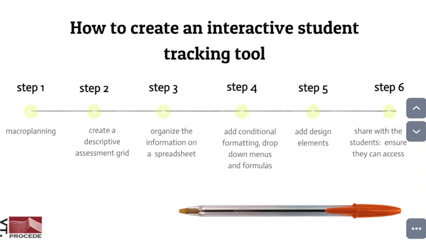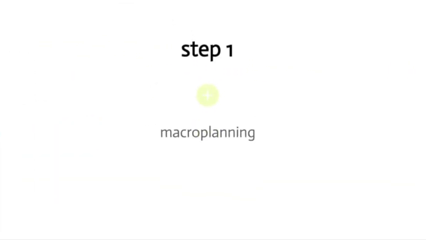Step five, we're going to add some design elements. So we're going to set up the Excel document so it's visually a little bit more stimulating. And this final step is to share with the students and to ensure that they have access. And I'm going to show you a few different ways to do that, and then the advantages and disadvantages of each. Okay, so my step one is obviously my macro planning.